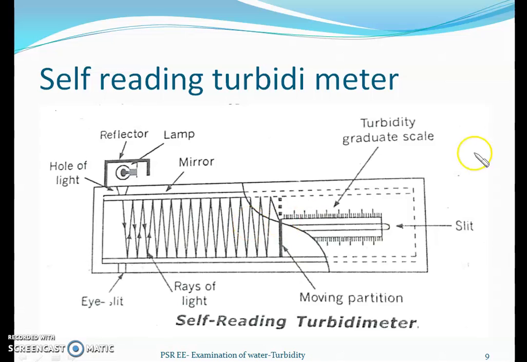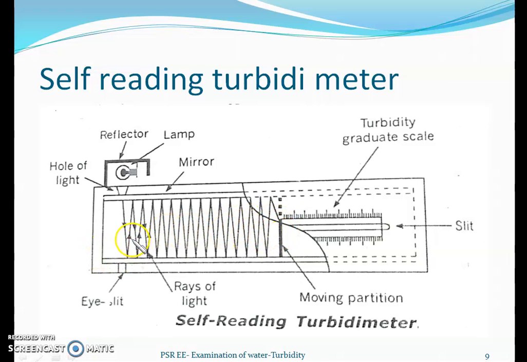And how is it going to work? It is filled with the sample whose turbidity we have to find out, and the light is lit. The light reflected from the reflector is going to pass through it, and we have to watch from here. Since these are all mirrors, the reflections are going to happen. When the reflections are happening, we have to watch that a spot is going to be available here.